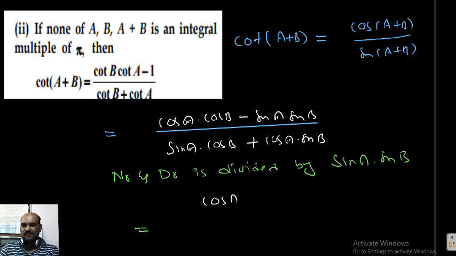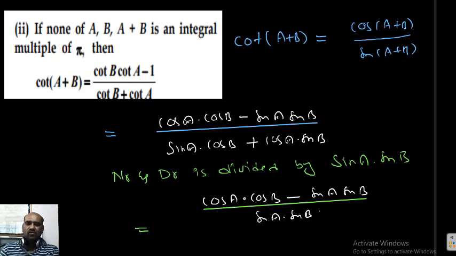So it is equal to cos A into cos B minus sin A into sin B, and this numerator should be divided by sin A into sin B. Numerator completed. Now I want the denominator.